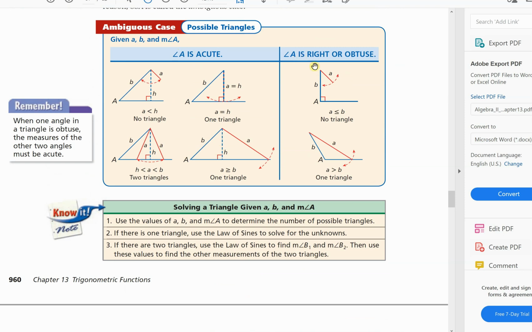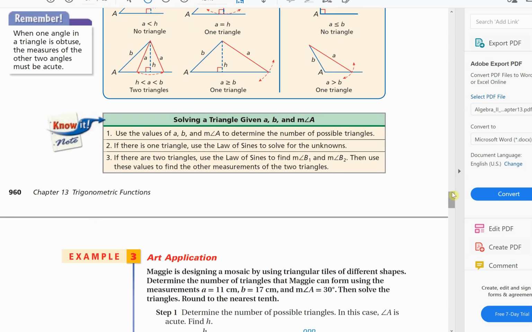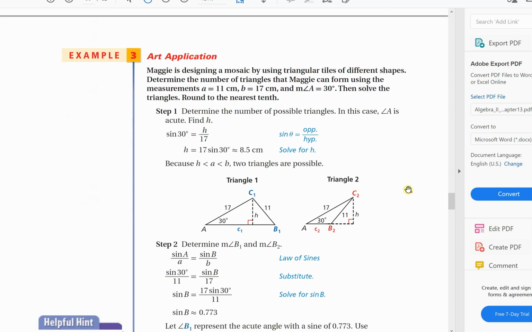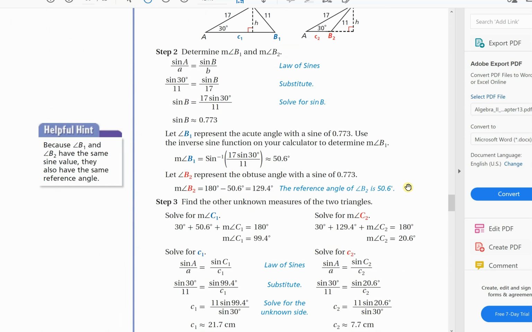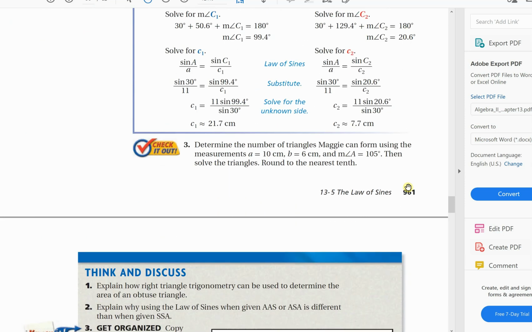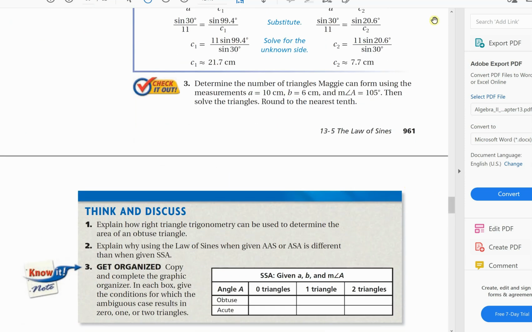If A is a right angle or obtuse, you might have a triangle or you might not. It all depends on the relationship between side A and side B. So again, if you use example 3 as a roadmap, you can solve these triangles using the law of sines.